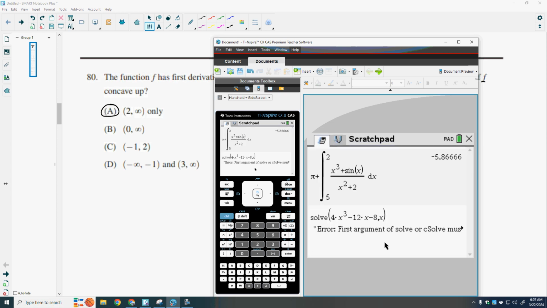What did I do wrong? Oh, maybe I need an equals 0 in there. Let's slide over. Equals 0. Oh, hang on.